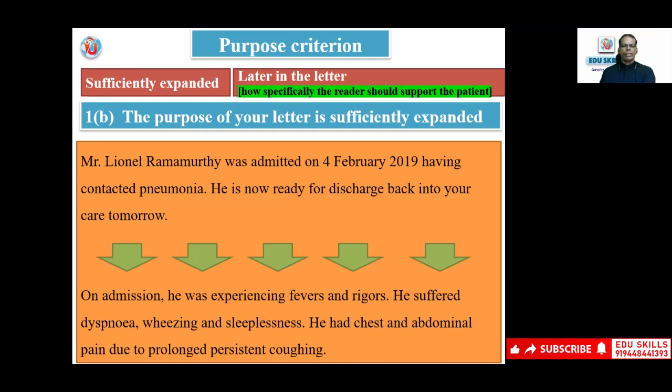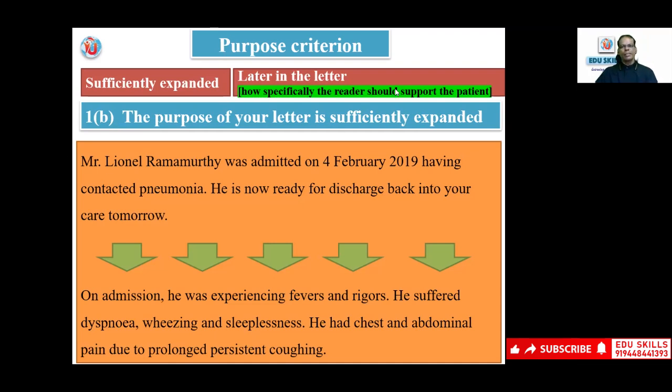You have to write those things. On admission, he was experiencing fevers and rigors. He suffered dysphonia, wheezing, and sleeplessness. He had chest and abdominal pain due to prolonged persistent coughing. See, these things are on admission, what was happening. Again, you will be giving what happened in the hospital, what's going to happen on discharge, or what the medications to be continued are, all those details in chronological order.